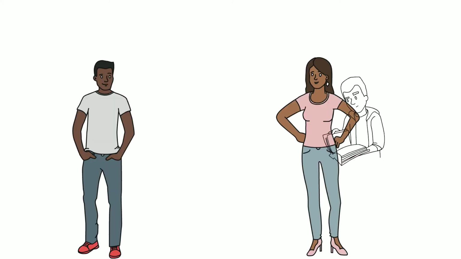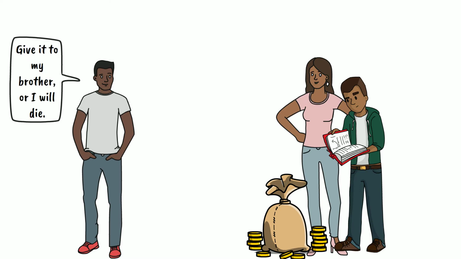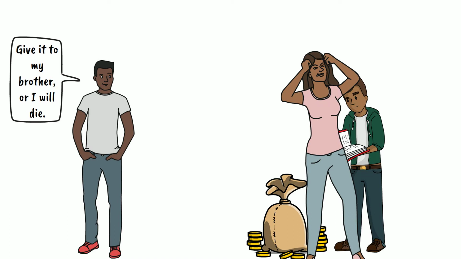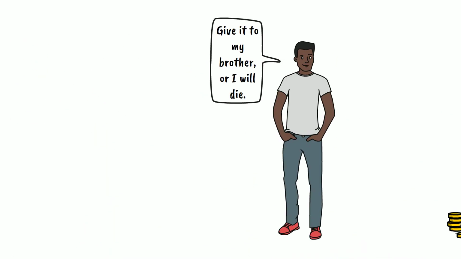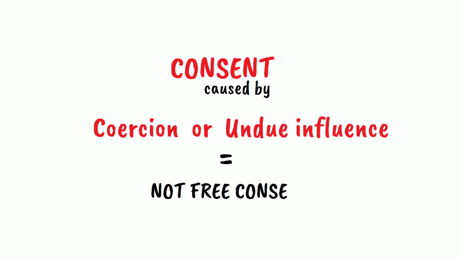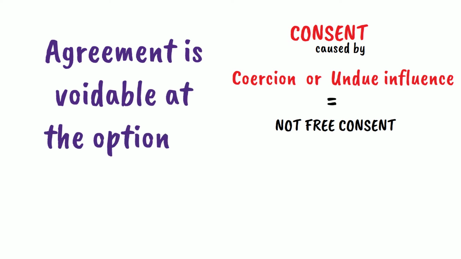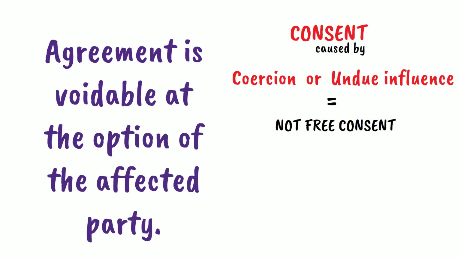In one of the real cases, a husband asked his wife and son to give their property to his brother by threatening to commit suicide. It was held that the contract is not valid as the consent was not a free consent. Remember, when the consent is caused by coercion or undue influence, it is not a free consent and the agreement is voidable at the option of the affected party.